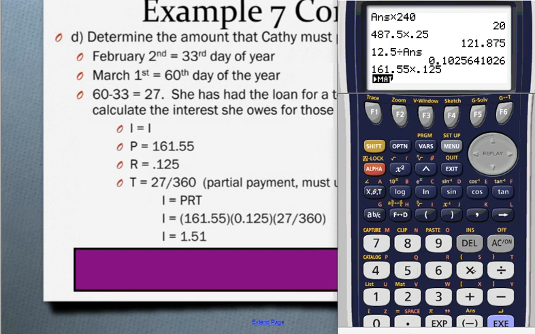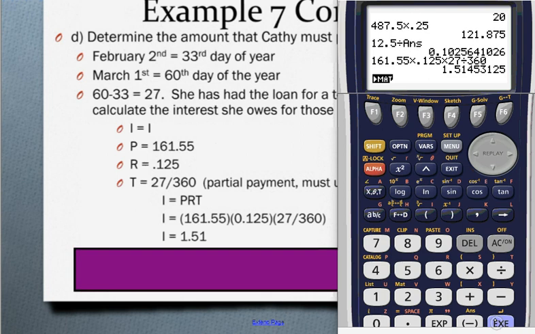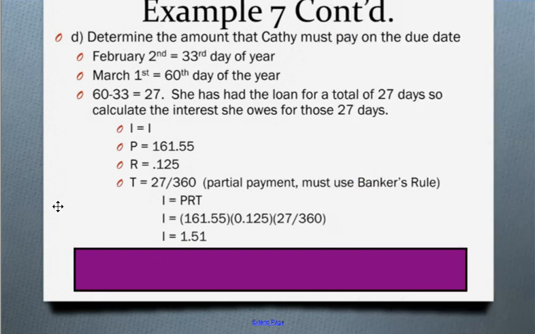0.125 times 27 divided by 360. You don't even have to put that in parentheses. You can. A lot of times I like to, but you can see this is 1.514 or $1.51. Now, typically, banks do have different rules on whether they round down or whether they always round up. Some banks have different rules about that, but for the most part, banks will just round appropriately to the nearest cent. And then it all kind of balances out in the end.